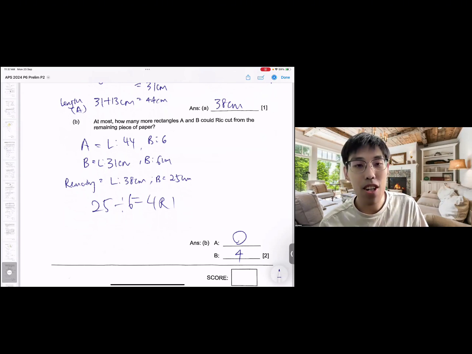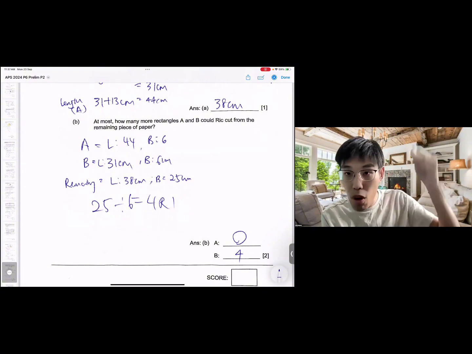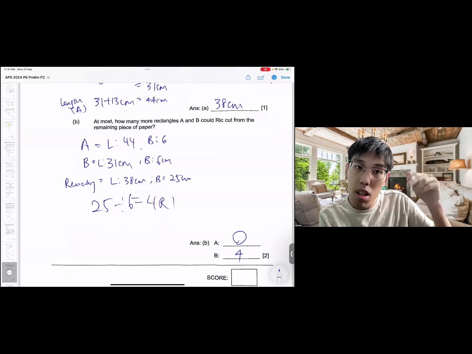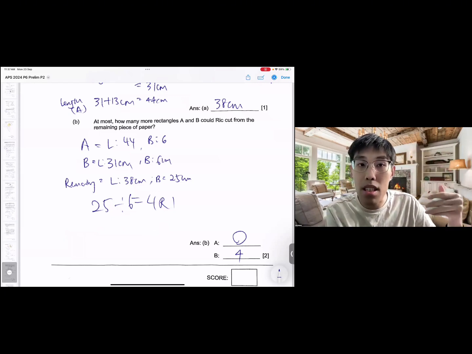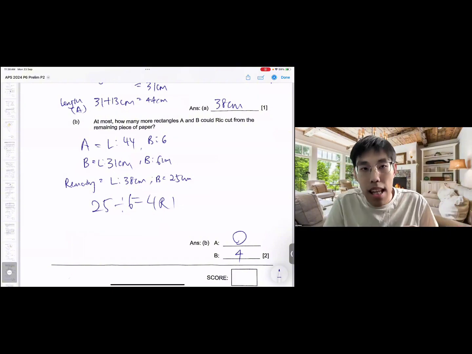Okay. Of course, there will be some remaining space because it's 31 cm in length only. That means the remaining space for these 4 strips, the remaining length for these 4 strips is about how many? 7 cm, 38 minus 31, 7 cm. But we can't do anything else with that.